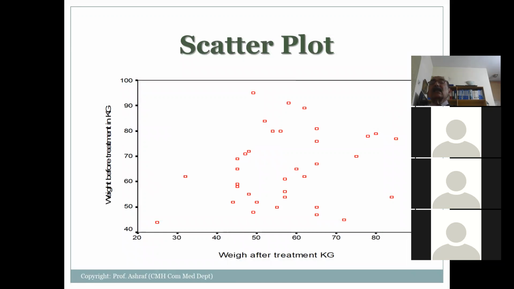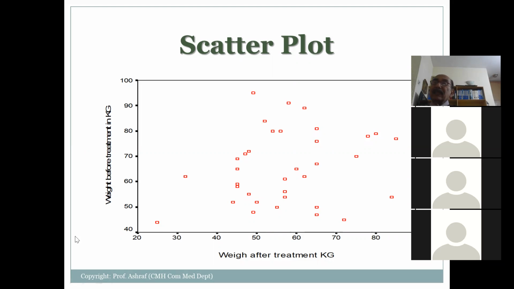Now, scatter plot we make in continuous data when we want to check the association or relationship between 2 continuous variables. 2 continuous variables, then association you want to check, you make the scatter plot. For example, you want to see the relationship between the weight after treatment and weight before treatment, or you can check the relationship between height and weight, between cigarette smoking and life expectancy. So you can make the scatter diagram.